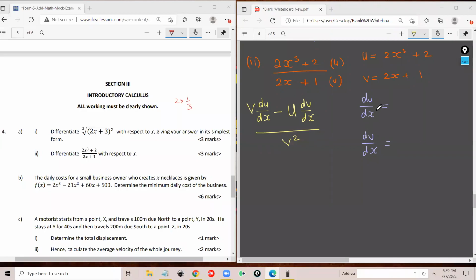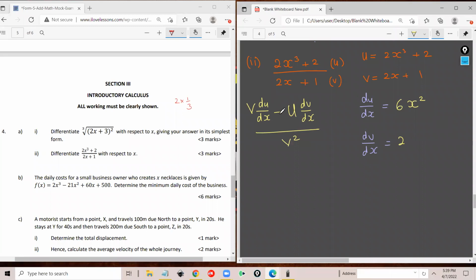Let's see where you reach, right? So I think we established the quotient rule already. The u and v, the top is always u, the underneath is always v. Differentiate du dx. You're going to get 6x squared. And underneath, you're going to get 2. Everybody got that so far? With the du dx and dv dx.